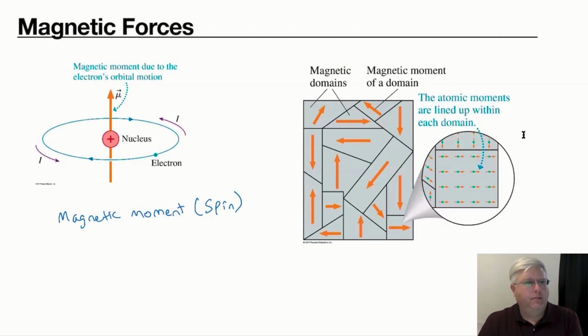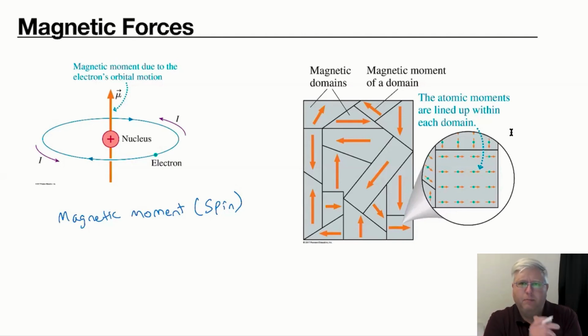But in materials like iron, which is very susceptible to magnetism, the magnetic moments mostly line up in the same direction. And so that's an interesting feature of these kinds of materials. We call these ferromagnetic materials.